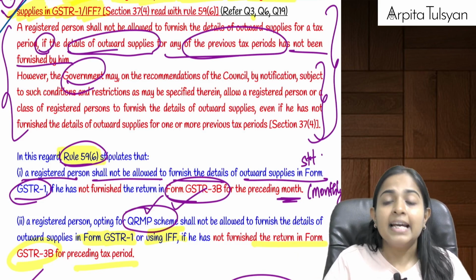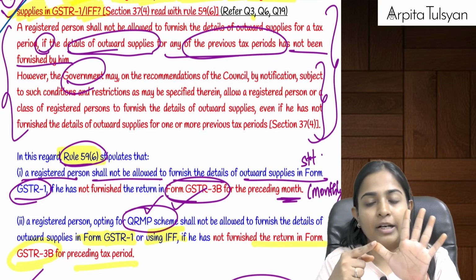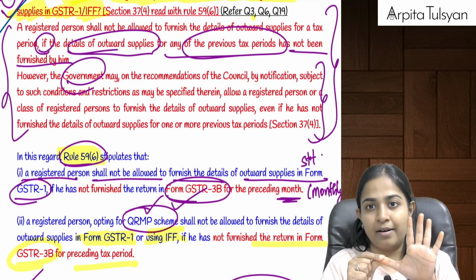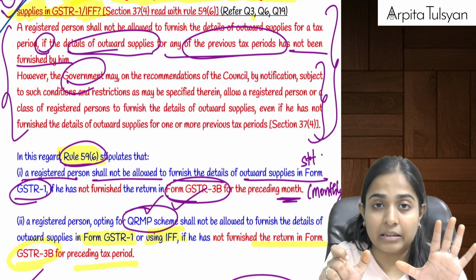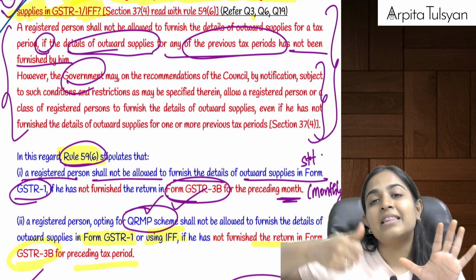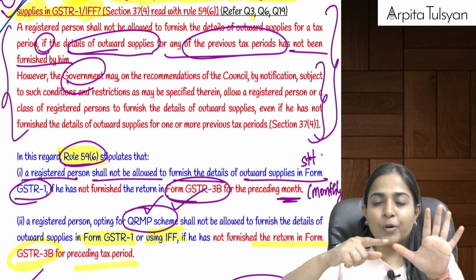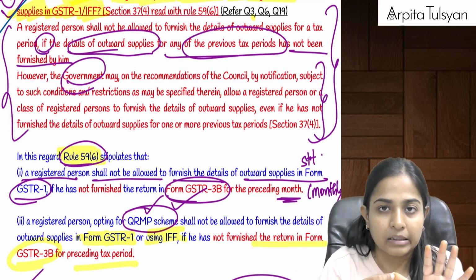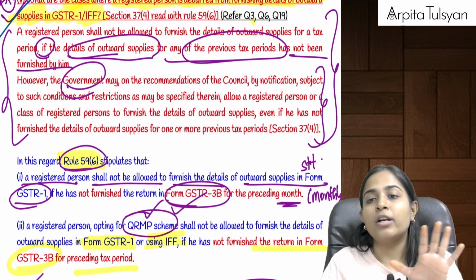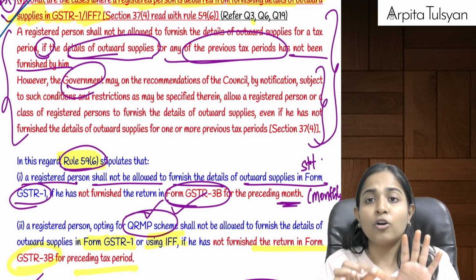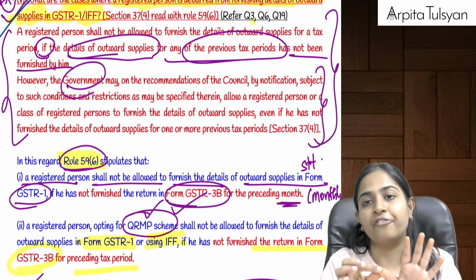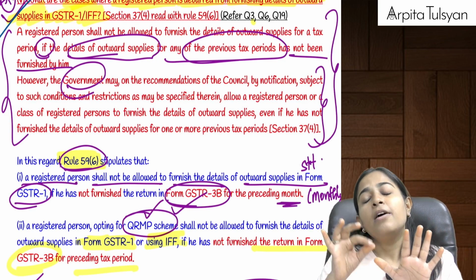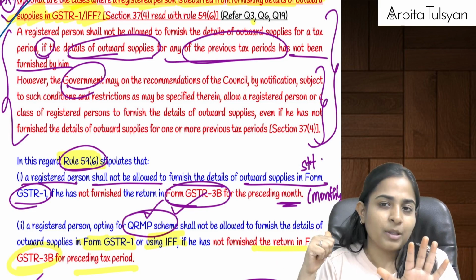First one, you will not be allowed to furnish your GSTR 1 for a particular month if you have not filed your GSTR 3B for the last month. GSTR 3B is also one of the returns which we are going to study in section number 39. So you cannot file your GSTR 1 or IFF for this month. Or we'll keep it to GSTR 1 because we are talking about the monthly case only, if you have not filed your GSTR 3B for the previous month.